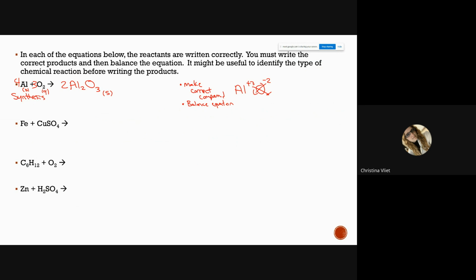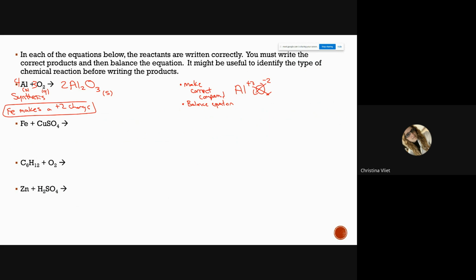Next one, Fe plus CuSO4. Technically, to solve this, I need to give you some extra information. I was very careful in the homework. I read it through to make sure I didn't give you any questions like this. I'm going to tell you that iron makes a +2 charge in this case. Because it's a transition metal, you have to be told what its charge is going to be, or else you're not going to figure it out.